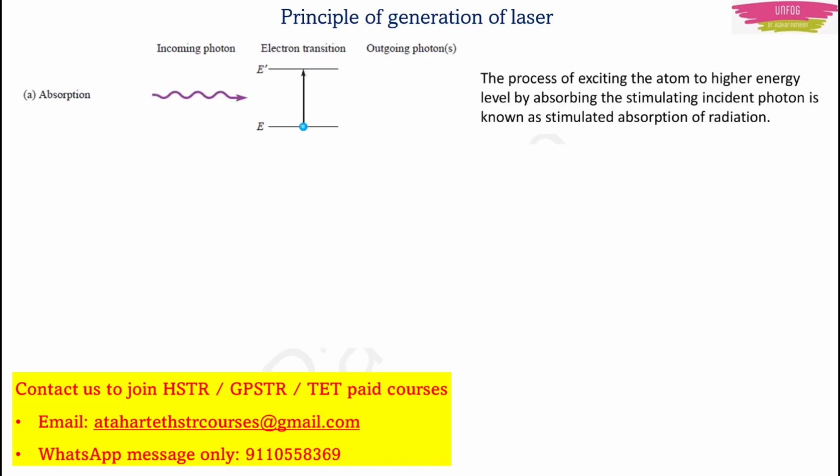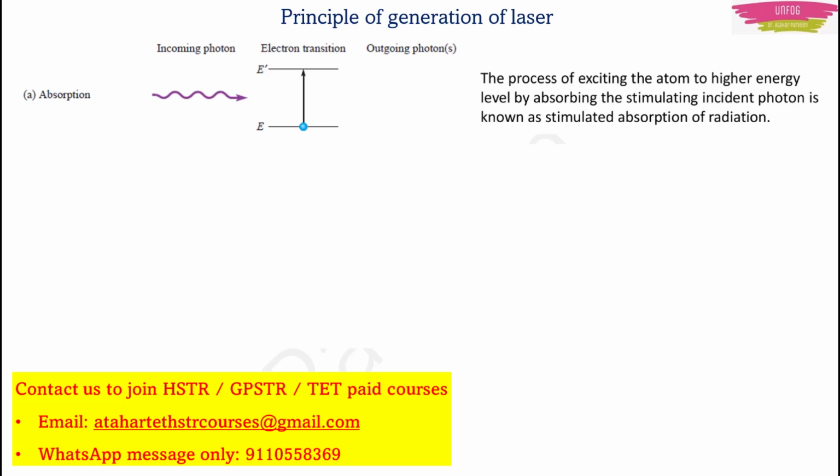Now, as I told you, the electron transition can happen in two ways. The first is that the electron can take energy from the incident photon and jump from the ground state to a higher energy level. There, the electron is absorbing the energy from the photon and using that energy to go to the higher energy level.